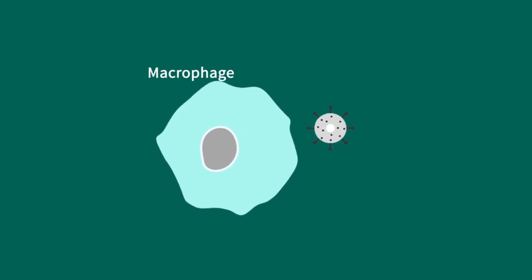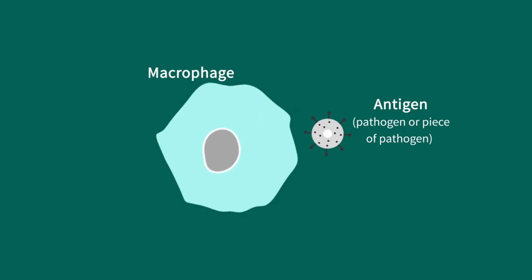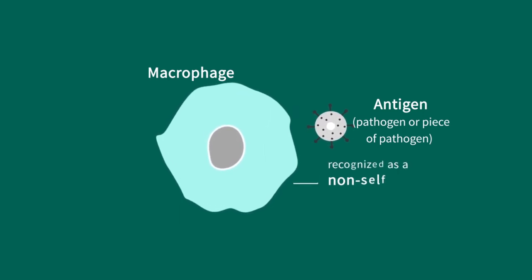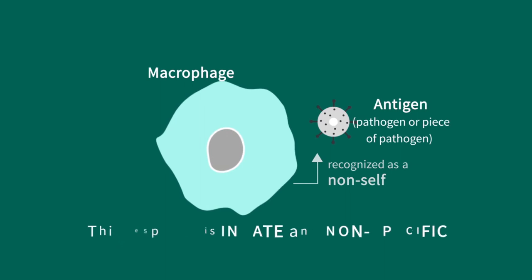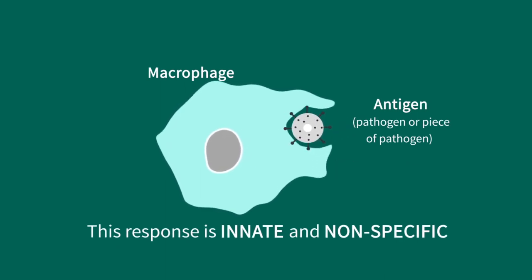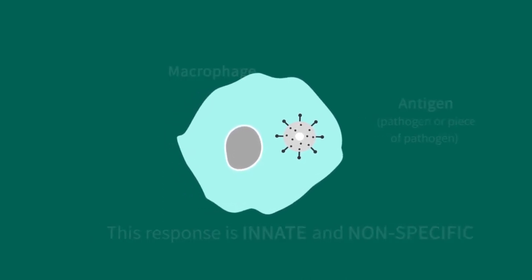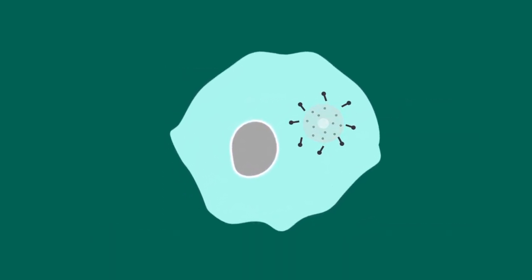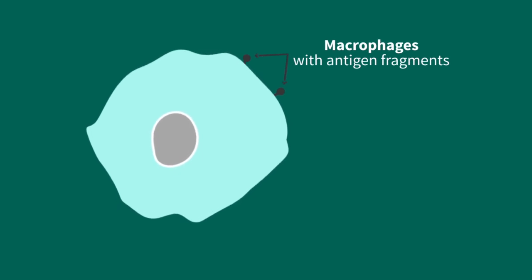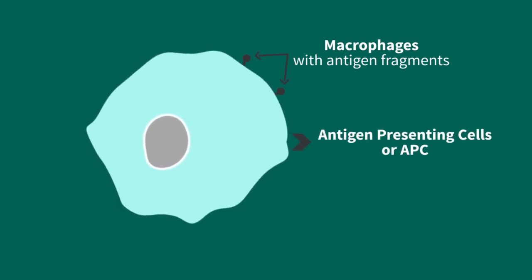Once the vaccine is injected and any of these particles enter the bloodstream, the white blood cells are activated. Macrophages are the first to respond to the appearance of an antigen, pathogen, or piece of pathogen, recognized as a non-self. This response is innate and non-specific, since macrophages react rapidly regardless of the antigen's identity. They ingest the inactivated or dead pathogen, process it, and display antigen fragments on their cell surfaces. Macrophages with antigen fragments displayed on their surfaces are called antigen-presenting cells, or APC.